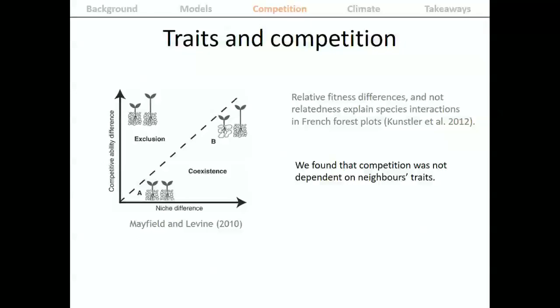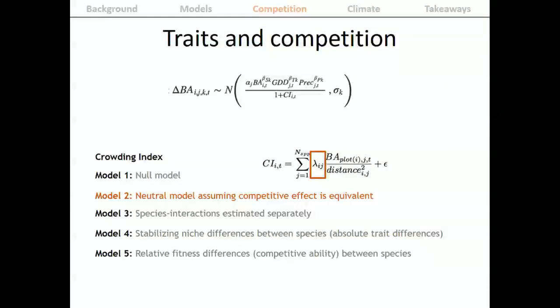So in effect, we found that traits don't really matter for competition within these Norwegian forest communities, which is very different from what other papers have found. For example, Kunstler in the more diverse French inventory plots, and also within some of the larger meta-analyses that he's done recently in 2016 that have looked across a number of different biomes. So in taking that, we also found that the neutral model was our best model. We examined this using something called the WAIC, which is like an AIC information criterion. So the best model came out as a neutral model, where the competitive effect is equivalent. There's no difference between the species in terms of competitive effect on a focal individual.